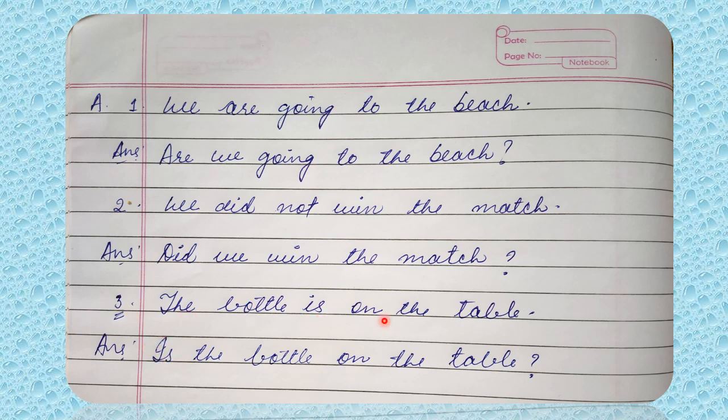The bottle is on the table. Is the bottle on the table? Check your answers, compare it with mine, and let's see. From this rule number A, I gave you only these 3 questions as a homework. Now let's check other rules and the homework that I gave you in the next slide.